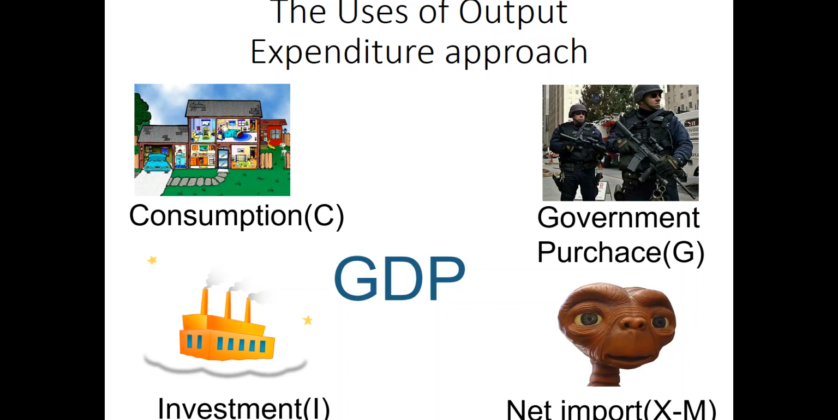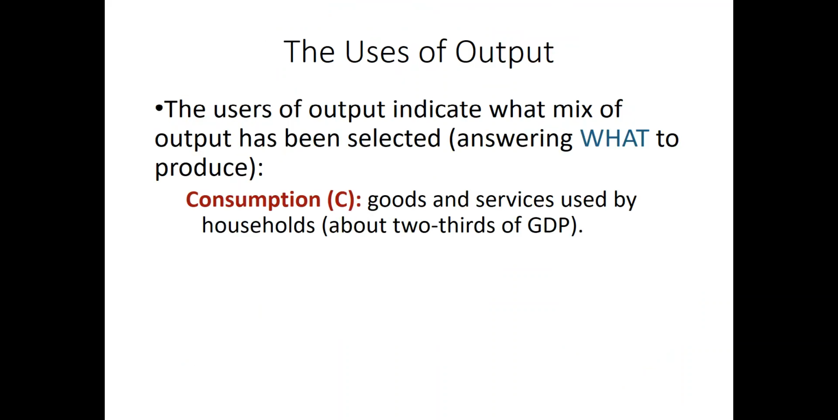First of all, consumption. Consumption means the goods and services used by the household. The major use of the total output conforms to the four sets of market participants: consumer, producer, government, and international participants. The goods and services used by the household are called consumption goods. Consumer spending, this segment called consumption, actually claims over 2/3 of our total GDP. So 2/3 of our total GDP goes to consumption.